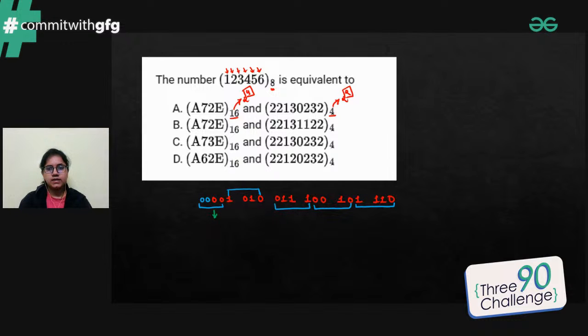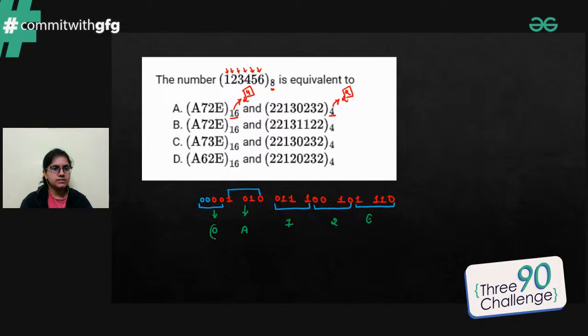So the answer for this is 0. Answer for this group is 10, which is A. Okay, which is A. Answer for this group is 7. This one is 2. And this one is E. So what is the answer?